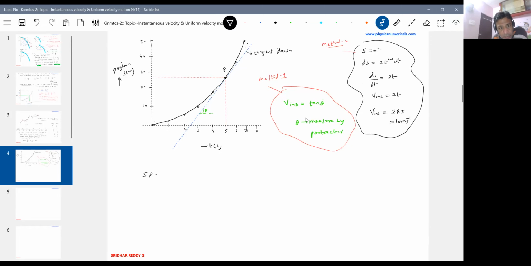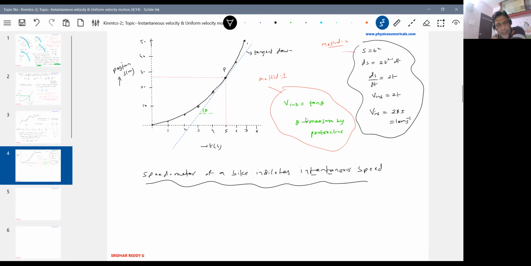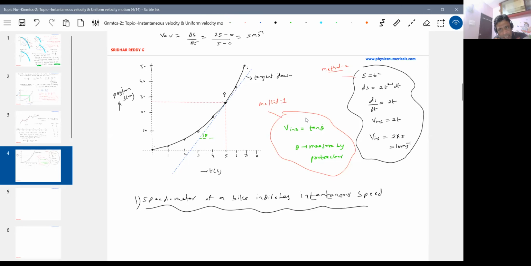So the speedometer of a bike indicates instantaneous speed. It will not indicate direction, only with what speed you are moving. Instantaneous speed, or the speed of the bike at that instant. So how do you define instant speed? At that instant, with what speed you are moving, that is what is indicated. There's a device, and it will indicate the instant speed.